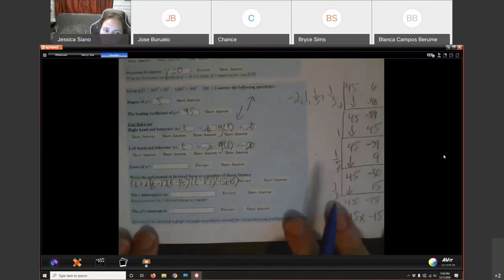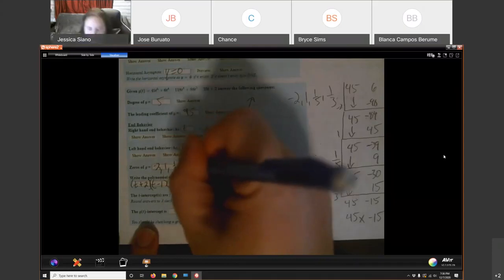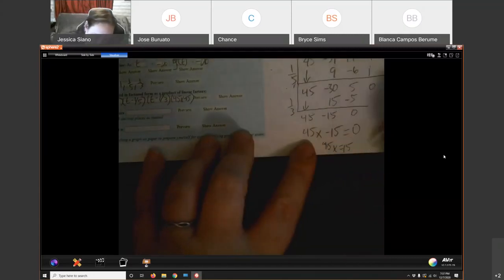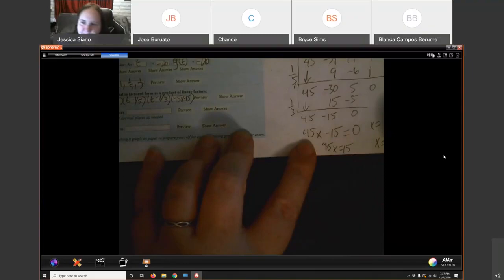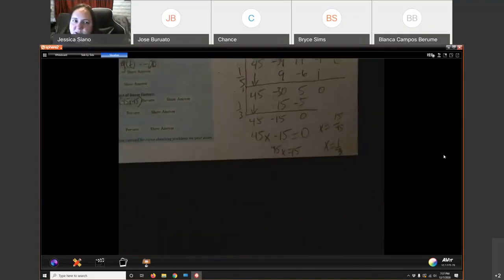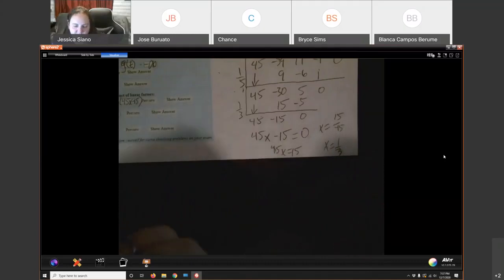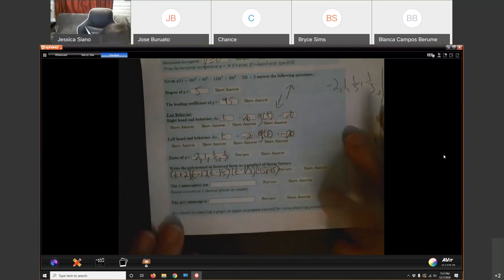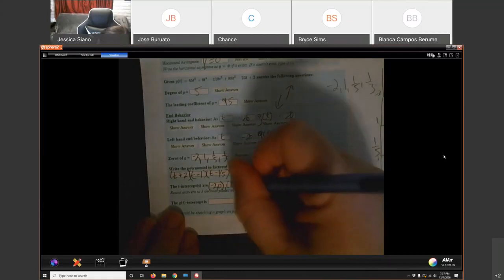And so then the intercepts, the zeros, would be these. -2, 1, 1/5, and 1/3. And if I solve this, if I add the 15 and then divide by the 45, I'm going to get 1/3 again. Right. So I don't need to write 1/3 twice. It repeats. So those are all my zeros. And if those are my zeros, then the intercepts are just those points.